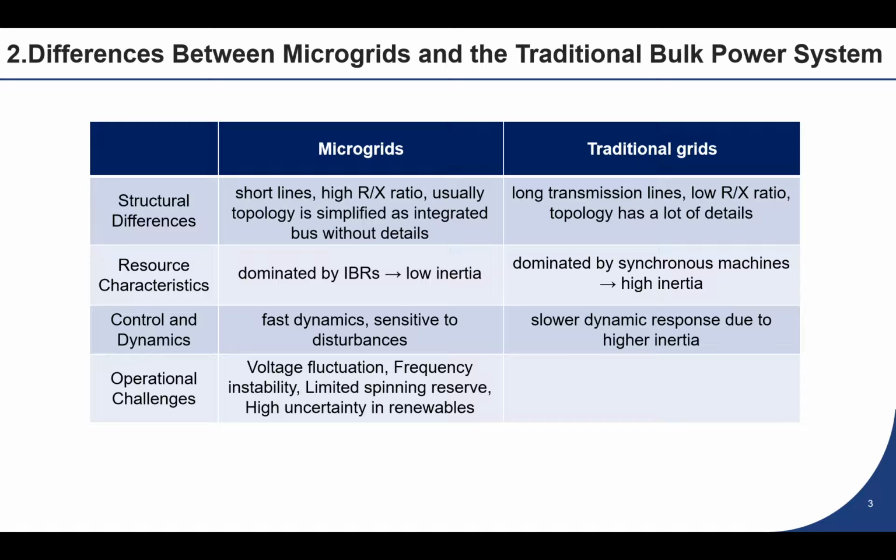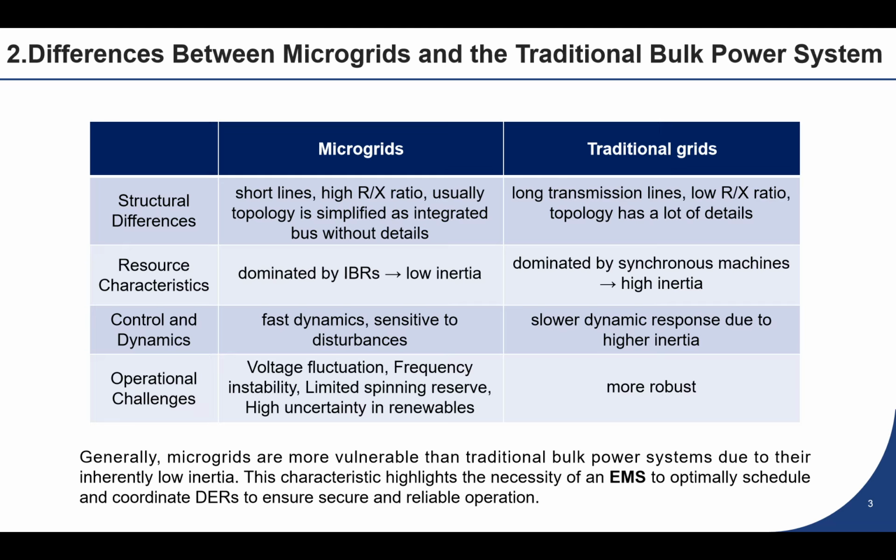Finally, operational challenges. Microgrids often face voltage fluctuation, frequency instability, limited spinning reserve, and high uncertainty from renewable generation. Traditional grids benefit from large interconnection and abundant inertia, and are significantly more robust against these issues. Due to their inherently low inertia, microgrids are more vulnerable than traditional power systems, making advanced EMS essential for secure and reliable operation.